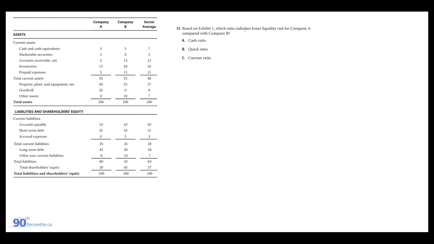Last question, which ratio indicates lower liquidity risk for company A compared to company B? So this is kind of what I was saying a bit earlier, right? Where different ratios can provide different answers. But regardless, we can just go one by one. So for A, the cash ratio, this time it's even more strict than the quick ratio. So it's just cash and marketable securities that are included. So for company A, it is 5 in cash, 5 in marketable securities over current liabilities, which is 35.